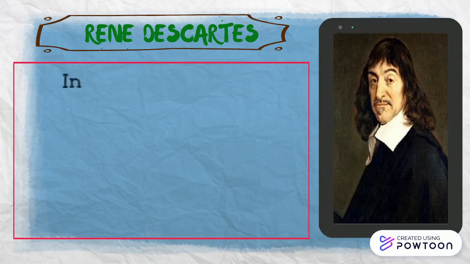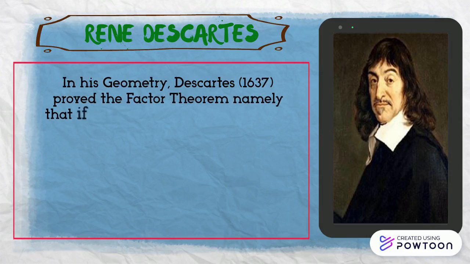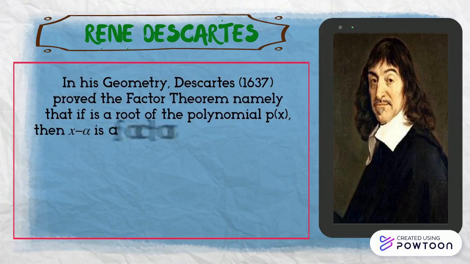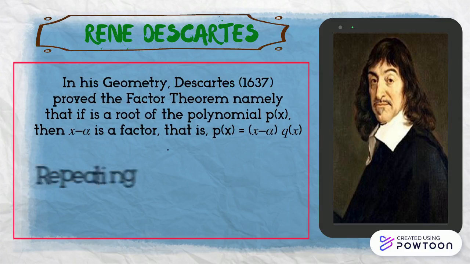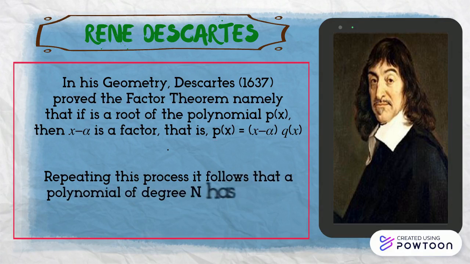In his Geometry, Descartes proved the factor theorem, namely that if a is a root of the polynomial, then x minus a is a factor. Repeating this process, it follows that a polynomial of degree n has exactly n roots by induction.